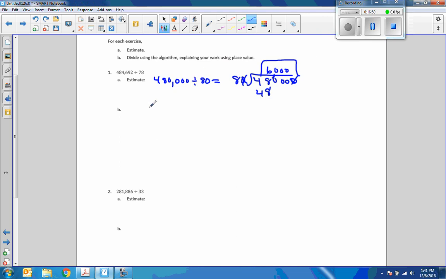Okay. Now we're going to do the division algorithm with the whole thing. 78 divided by 484,692. Okay, so what do we have here? 484. We can't divide by 48 because it's less than 78, so we have to divide by these 3 digits. So we're dividing by 484, and that's thousands. So I'm going to put thousands here.